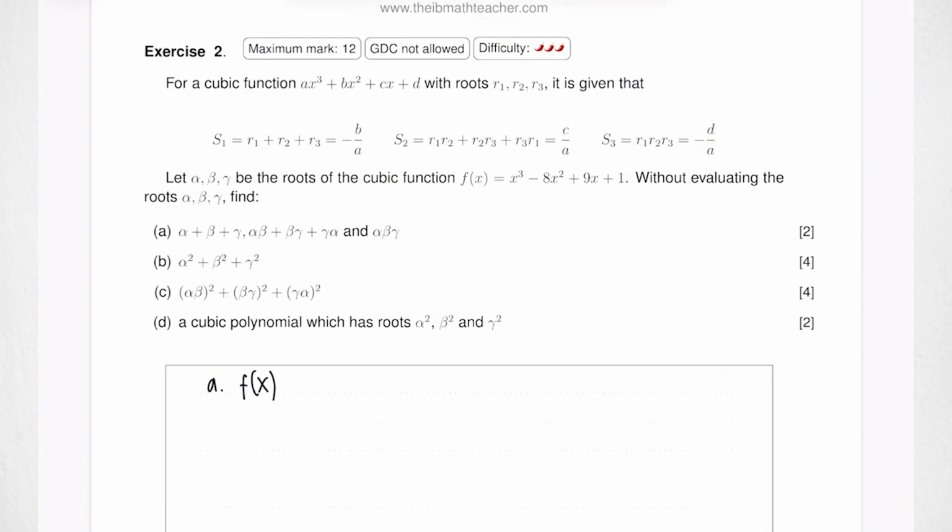If our function f of x is this, and the roots are alpha, beta, and gamma, then we know that their sum is negative b over a, which is 8.